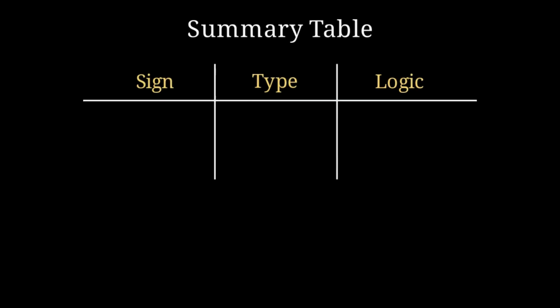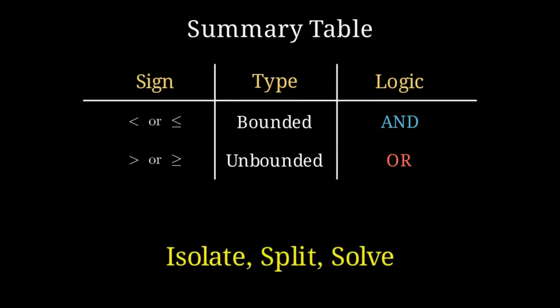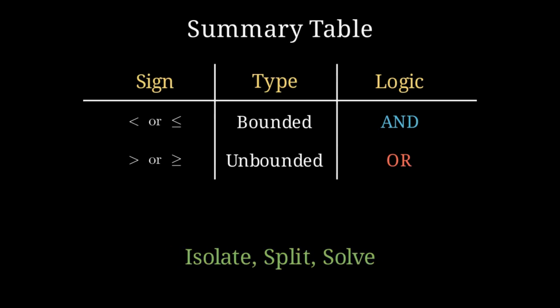To summarize, always isolate the absolute value first. Use AND for less than signs to find the intersection, and OR for greater than signs to find the union. Always check if you need to flip the sign during isolation.